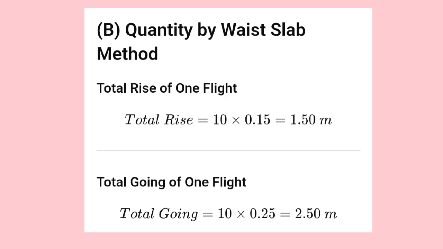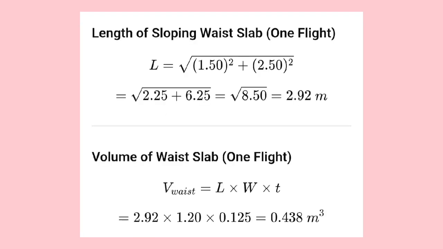B. Waste slab method, practical solution. Total rise of one flight. 10 multiplied by 0.15. Total rise is 1.5 meters. Total going of one flight. 10 multiplied by 0.25. Total going is 2.5 meters. Length of sloping slab. Square root of 1.5 square plus 2.5 square. That gives 2.92 meters.